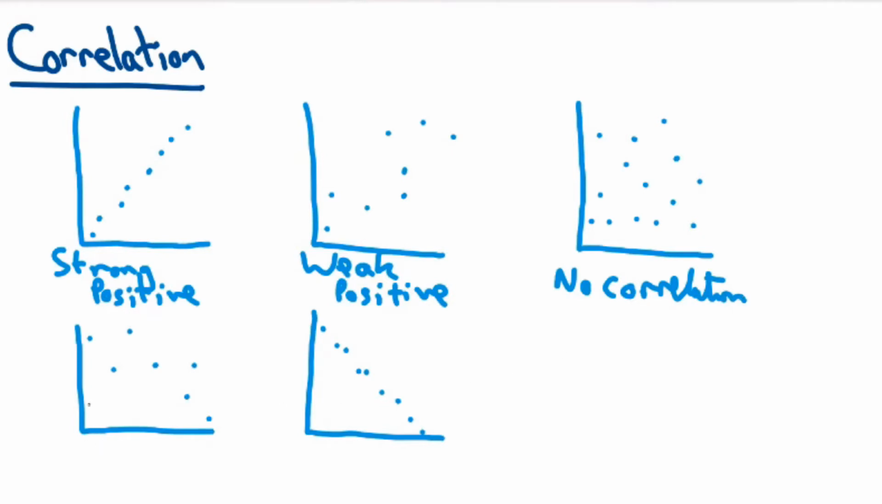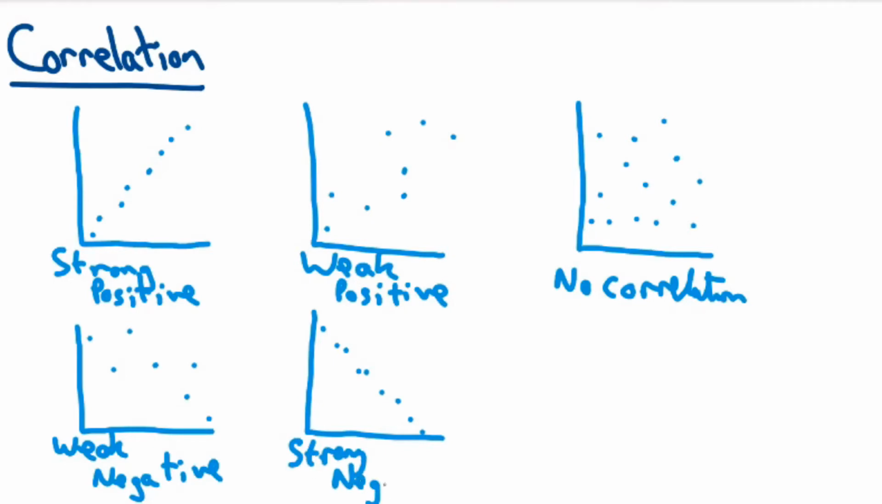Then just down here, we're now going in the opposite direction. Once again, the points aren't massively close to each other, but we can still see they're kind of forming a trend. And it's going from the top left to the bottom right this time. So it's going to be a weak negative. And then finally, here, it's very close to forming a straight line again, and it's still going top left to bottom right, so this will be a strong negative.